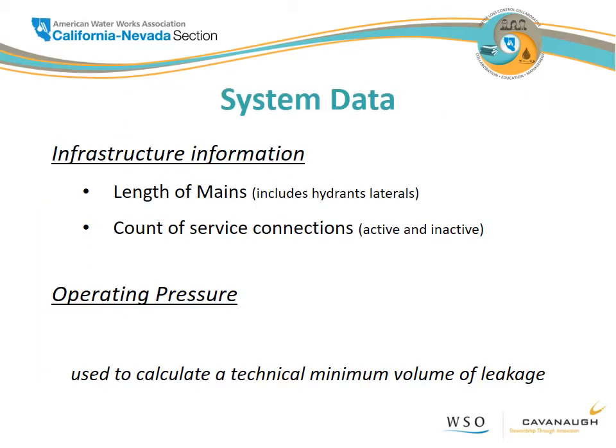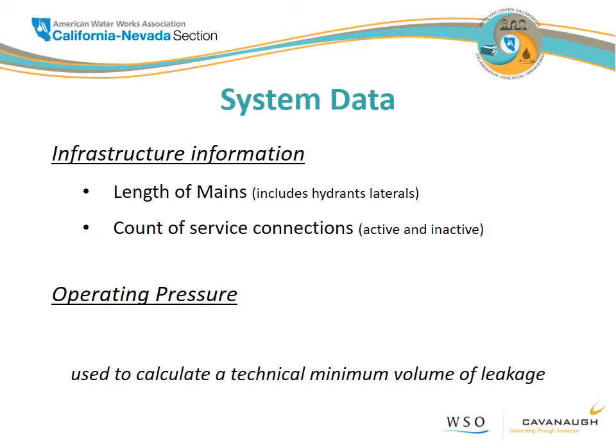In addition to volumetric inputs, which include the water that you supply into the system, if you purchase water, the water that you sell, if you flush water, all of those are volumetric inputs. In addition to those, there are some other parameters that are called for on the reporting worksheet.